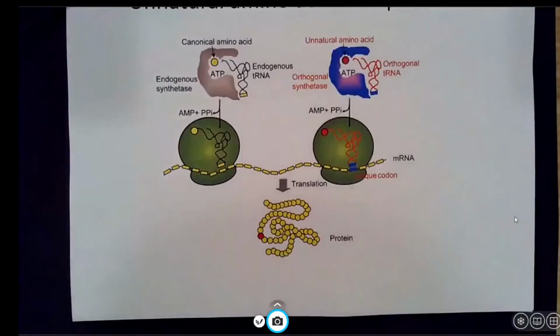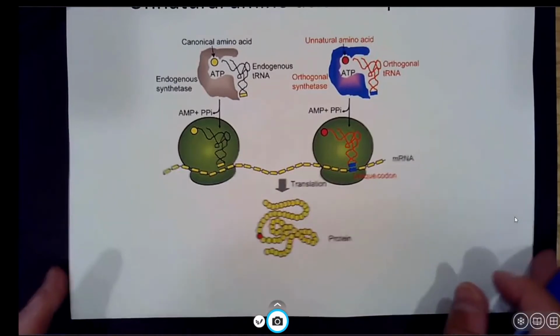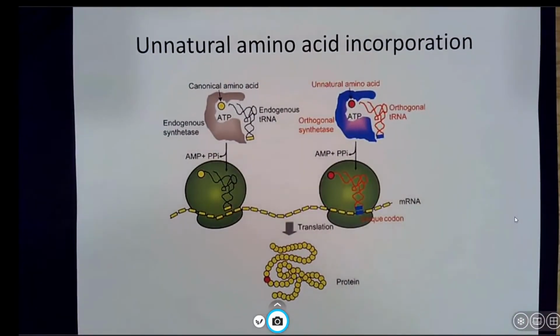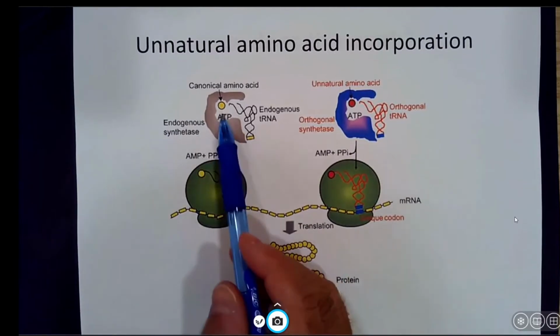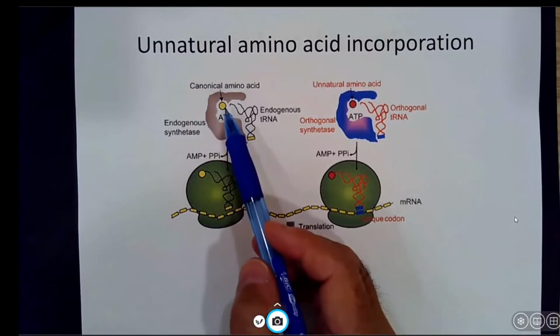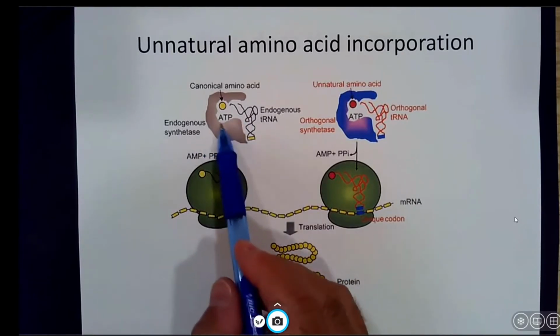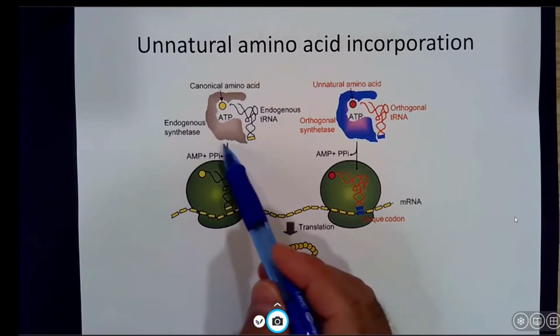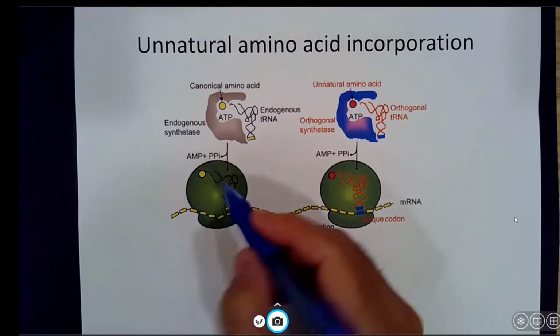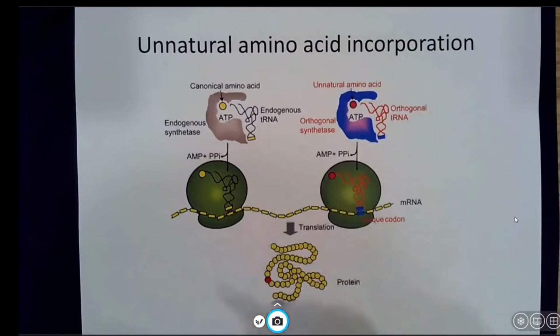acid. This is another representation of how unnatural amino acid incorporation would actually look. Under standard conditions, this would be your canonical amino acid with an endogenous tRNA. The endogenous synthetase comes in, adds that amino acid to the tRNA, then you get your standard triplet codon base pairing with your standard amino acid.